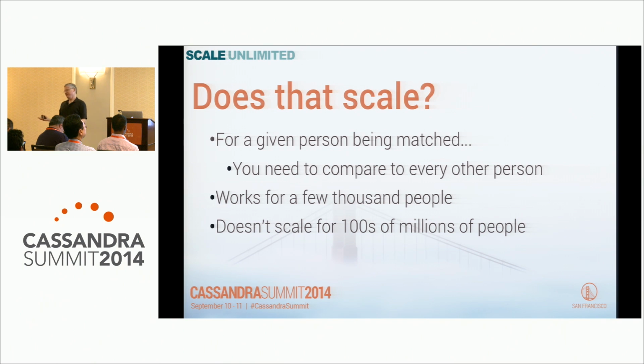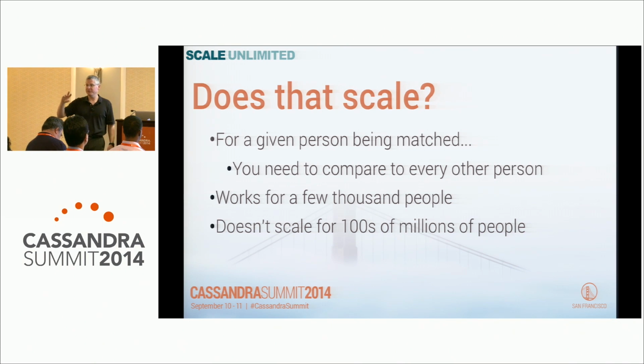But I asked the question, does it scale? The answer is no. The issue is, for a single person like me being matched against hundreds of millions of potential people, you have to do that comparison for every single record. And we talked about it being computationally intensive. It works for a couple hundred, maybe even a couple thousand people. It does not scale to hundreds of millions. So fundamentally, what you need to do here is figure out a way to do fewer comparisons. How do you do fewer comparisons?